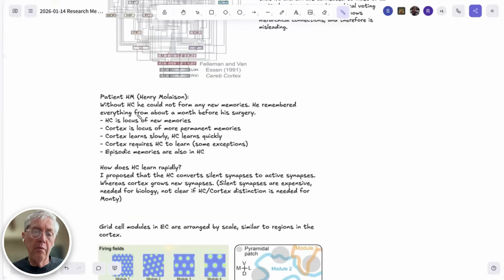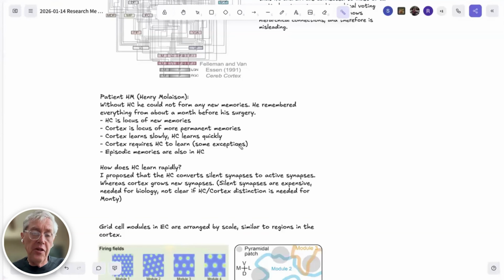Because after his surgery, he could not form any new memories. He could remember things from about a month before his surgery. He had very good recall of those things, but couldn't remember anything new, moment to moment, second to second. And so he was studied a lot. This was the genesis for a lot of research, where people said the hippocampus is where new memories form, because he couldn't form new memories. His old memories were there, so the cortex is the locus of more permanent memories. We know that the cortex learns slowly, and the hippocampus learns very quickly because these new memories form very fast. We also know that the cortex requires the hippocampus to learn. That is, without the hippocampus, you can't even form long-term memories.